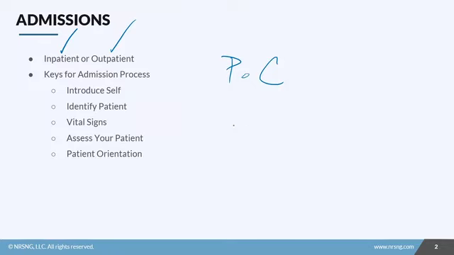When we admit patients, there are some key things that we're going to need to do. You're going to need to introduce yourself. You want to identify the patient using two patient identifiers. You want to get a set of vital signs. You want to assess your patient, and then you want to orient your patient to their room. By introducing yourself early, you get to help ease your patient's anxiety, and you get some insight as to what's going on with your patient.